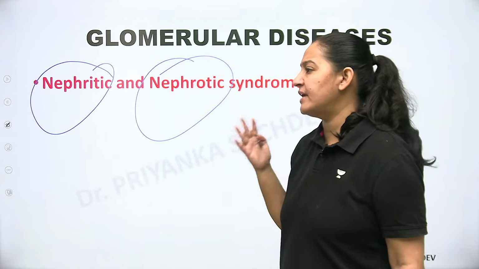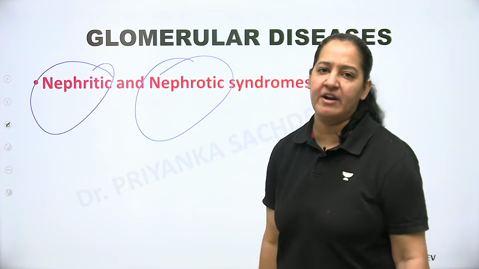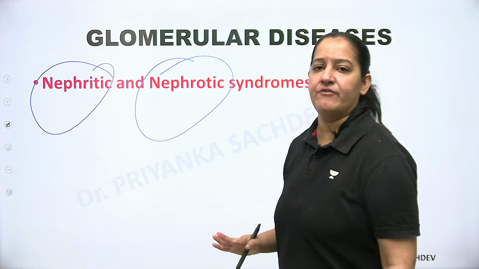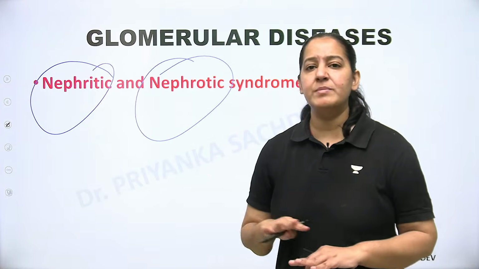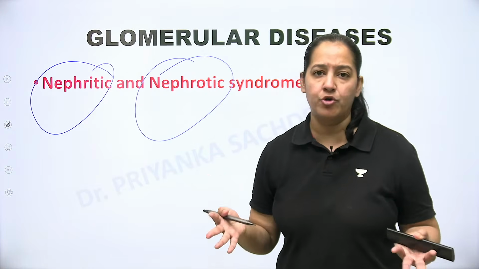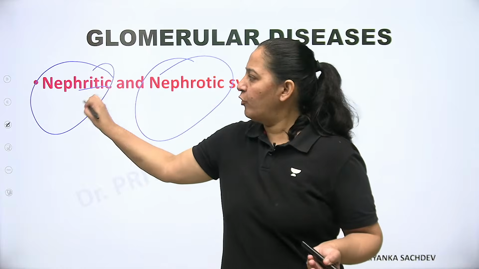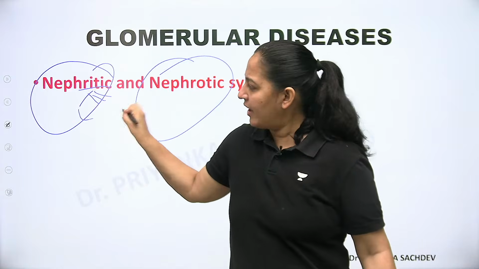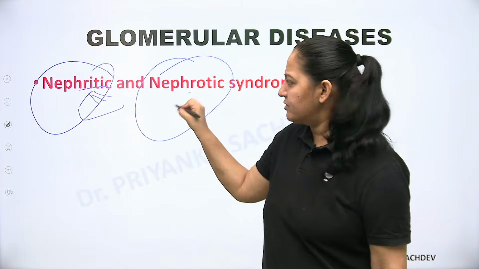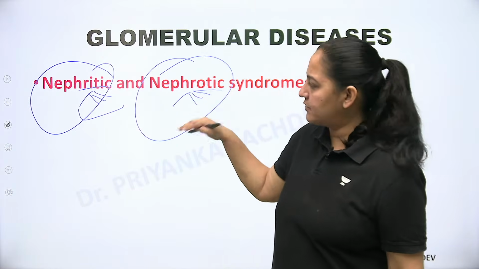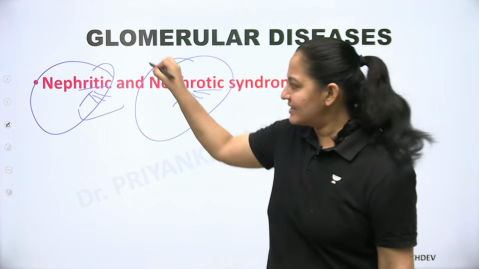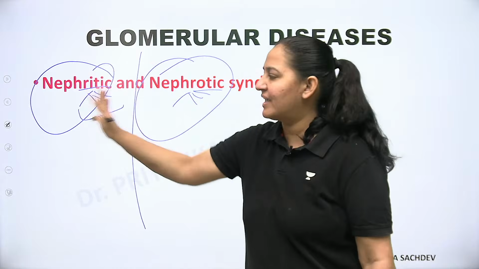Now, most of the students don't even understand the meaning of nephritic and nephrotic. What is the difference between nephritic and nephrotic? Nephritic and nephrotic syndrome is not a disease. It is a syndrome. It is a word which includes multiple glomerulonephritis which all have the same clinical features. So first understand what the difference is in the clinical features.